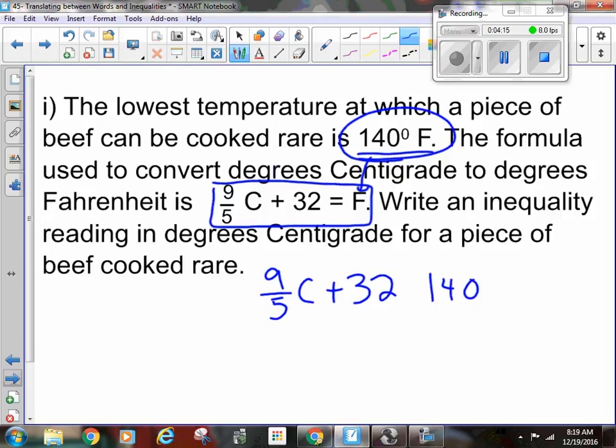Okay, and it says can be cooked rare. So that's the lowest temperature. So if that's the lowest temperature, 140 is the lowest, that means that what it gets cooked to has to be greater than or equal to the 140.